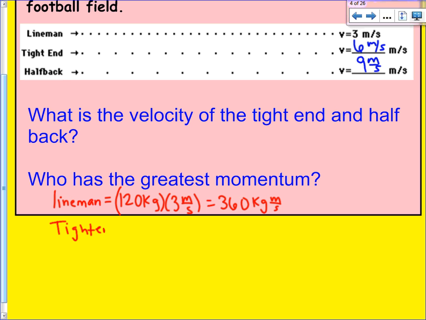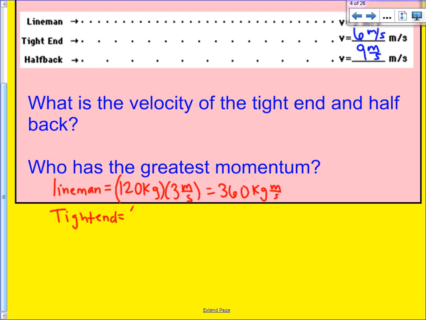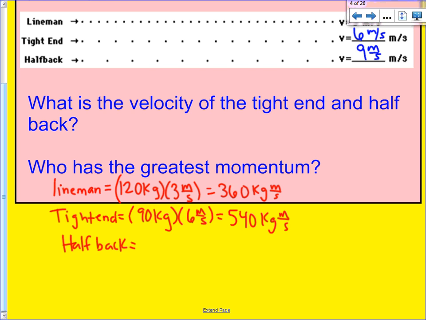Next, let's do the tight end. The tight end, if we go back up, has a mass of 90 kilograms, and we figured out that the tight end is moving 6 meters per second. If we multiply those together, we end up getting 540 kilograms meters per second. Finally, we have the halfback. And the halfback is the lightest. If we go back up, the halfback has a mass of 60 kilograms. So 60 kilograms times the halfback speed, which is 9 meters per second, we end up getting 540 as well.